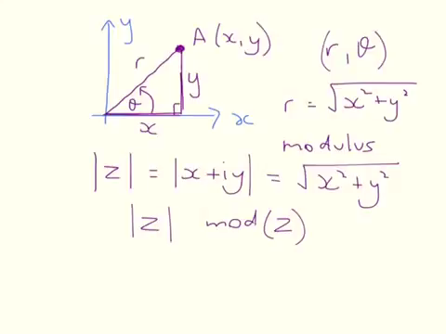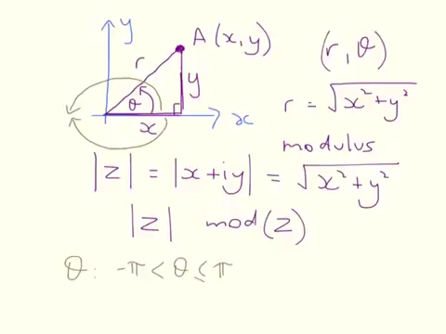Now the angle, theta, actually starts on the positive x-axis and it goes all the way around to pi in an anti-clockwise direction or around to negative pi in the clockwise direction. So theta goes from minus pi all the way to pi. And that's called the argument of the complex number. And we can write it as arg z.